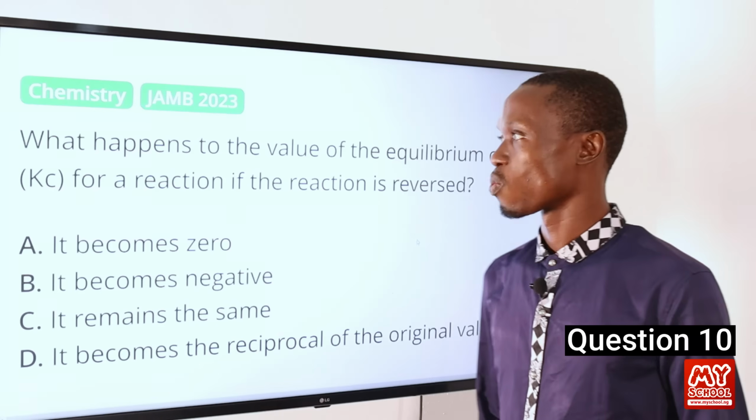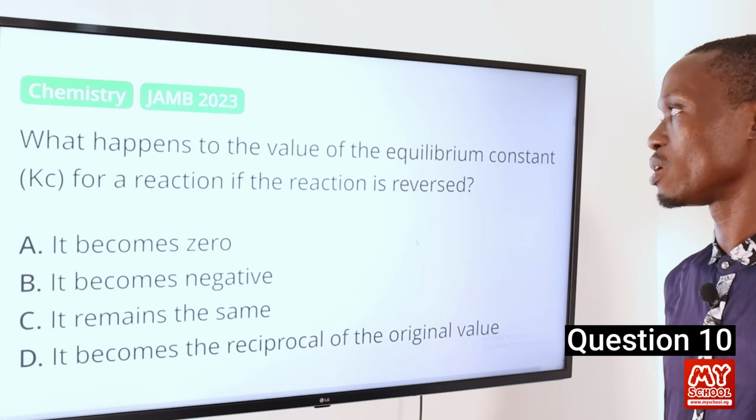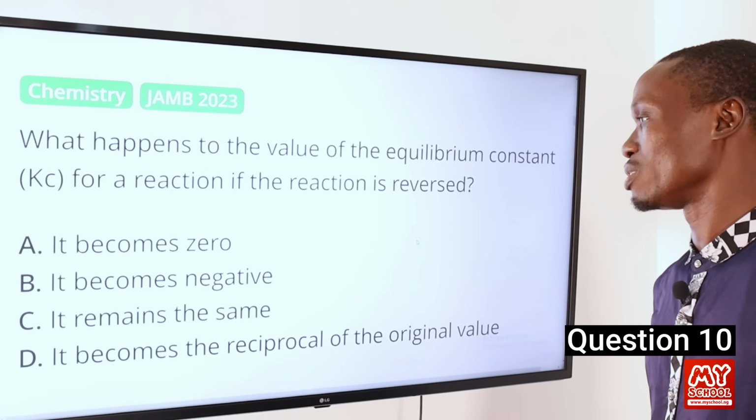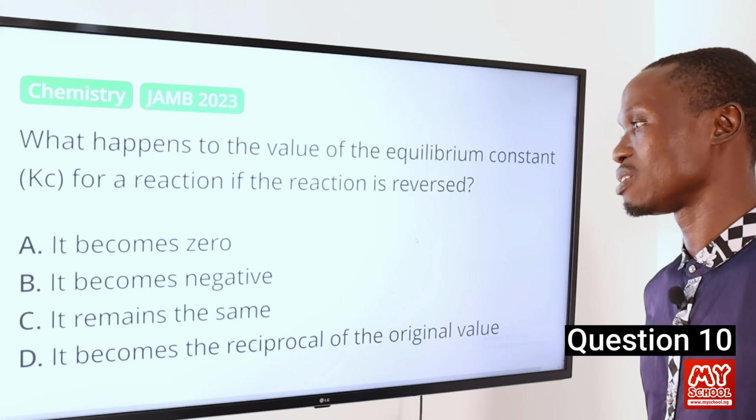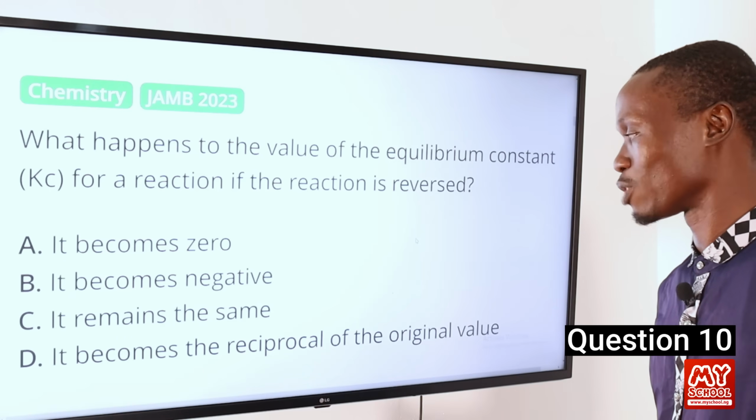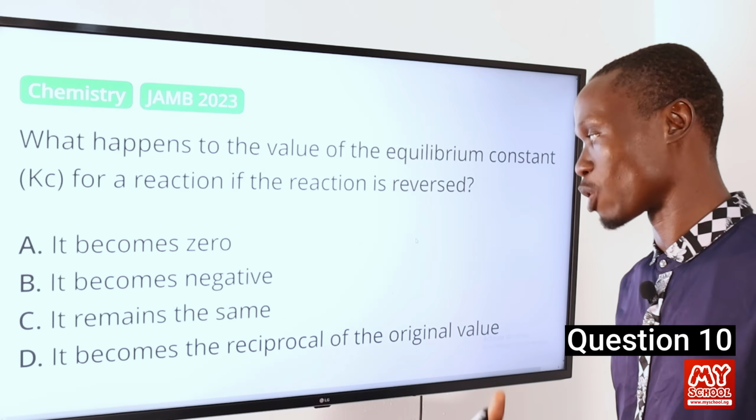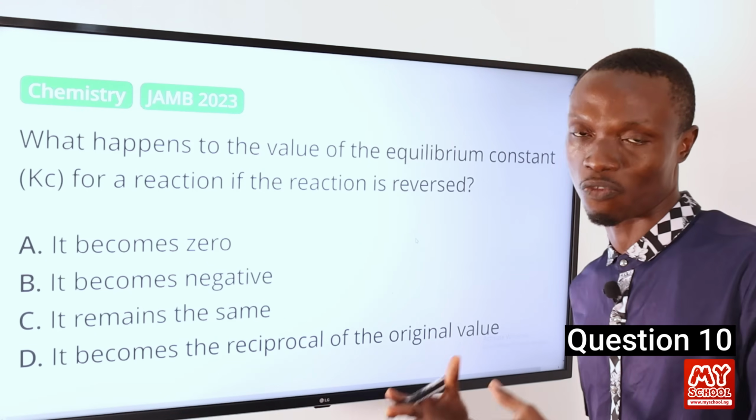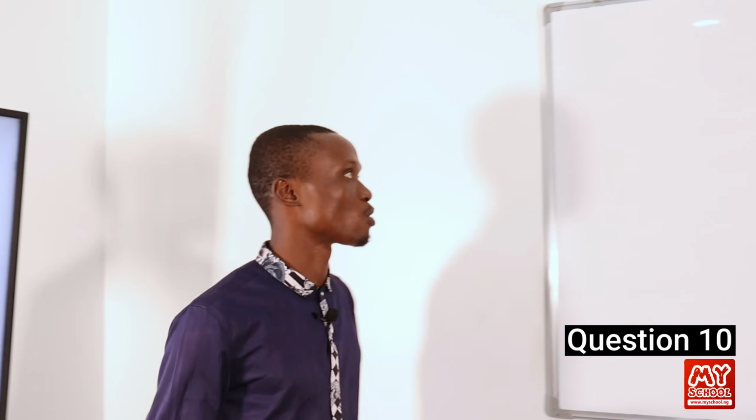Question 10. What happens to the value of the equilibrium constant, Kc, for a reaction if the reaction is reversed? So A, it becomes 0, B, it becomes negative, C, it remains the same, and D, it becomes the reciprocal of the original value. So the answer to this question is D, it becomes the reciprocal of the original value. So let's move over to the board. Let me show you why option D is the correct option.